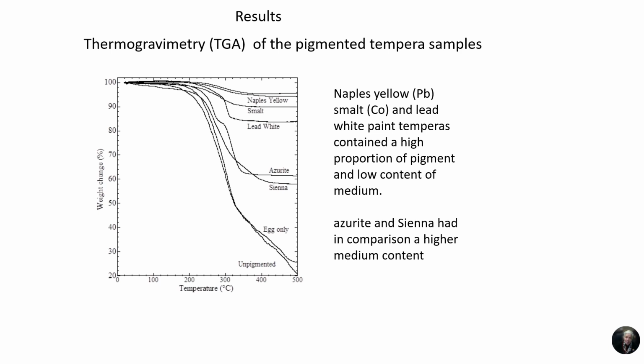So we also looked at the paint tempera by thermogravimetry, where weight loss occurs with applied temperature program. And you can see that the Naples yellow and the smalt have very small weight loss, indicating there's a high proportion of pigment and low proportion of medium. So azurite and sienna had, in comparison, a higher medium content.